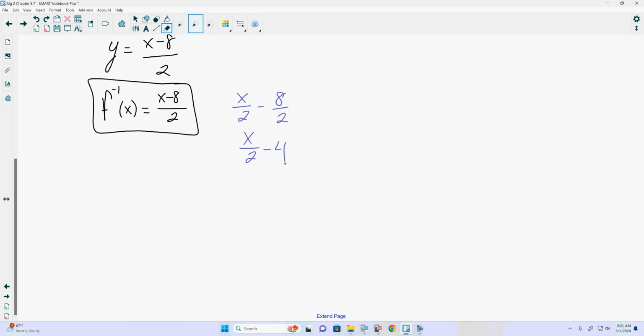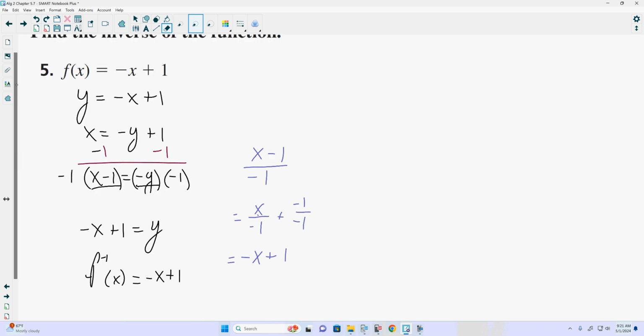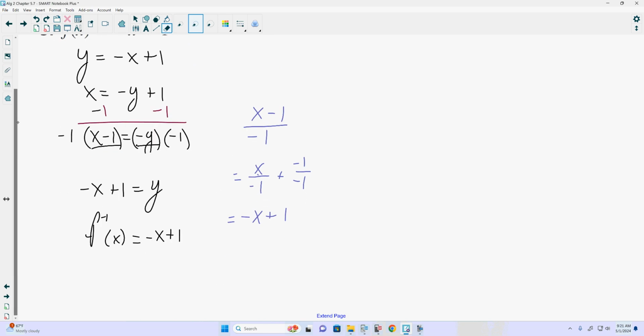Well, no, so we just leave it. Does that make sense, the difference? Because we don't want to leave this as x minus 1 over negative 1. It's just odd. It's just not a great way to say it. Does that make sense? Are there questions on this here?